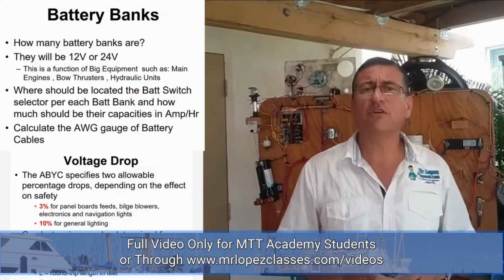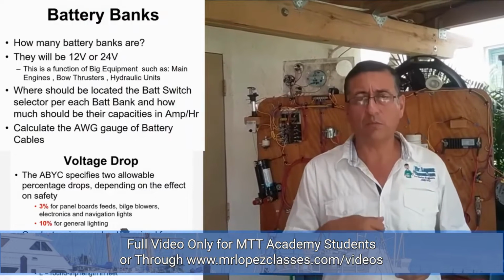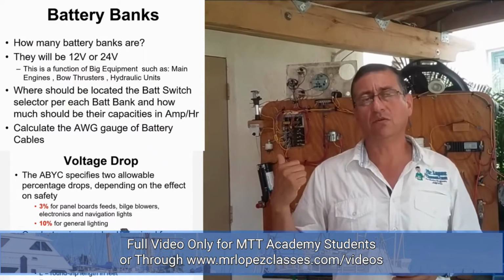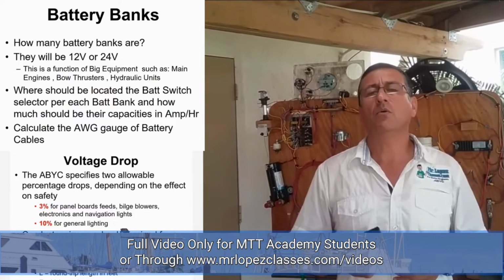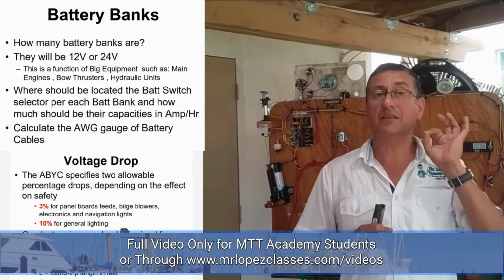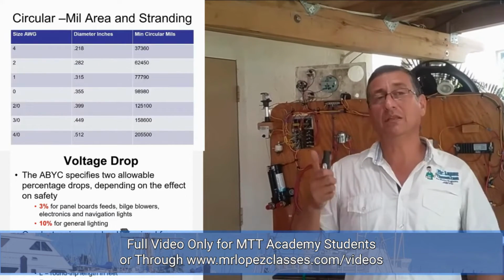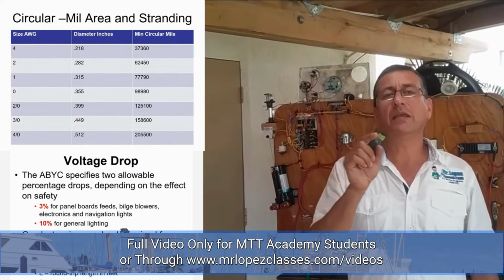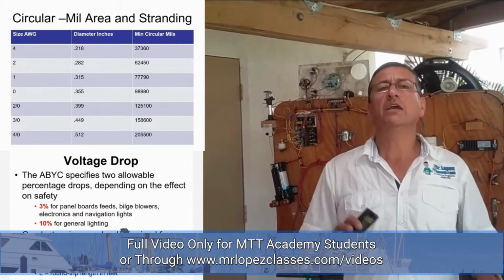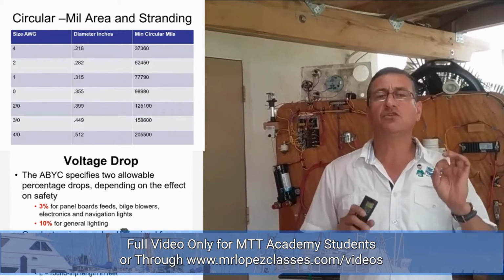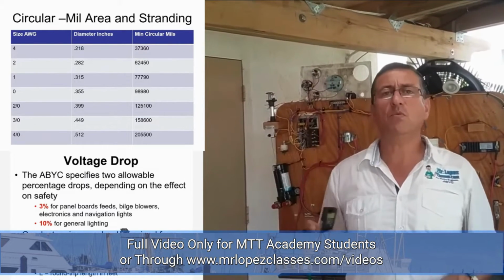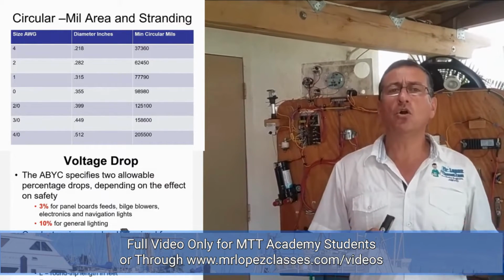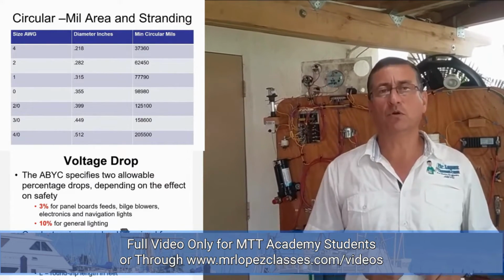You can also use the formula that we have in our book, the formula that you have on the screen right now. With that formula you calculate the area in circular mils, and with the table on the screen, you can select the gauge of the wire appropriately. You have 2 ways to calculate the gauge of the wire: with the table of the ABYC study guide, or with the formula in your textbook.